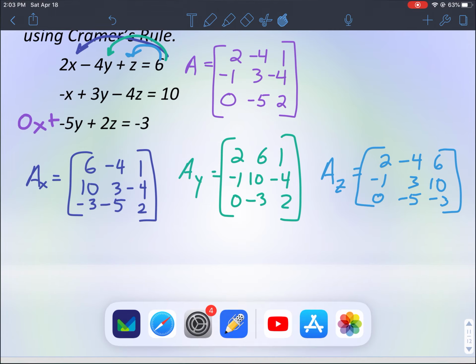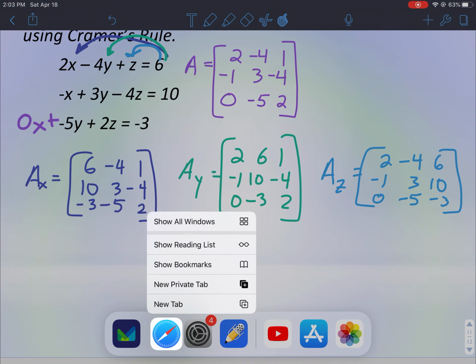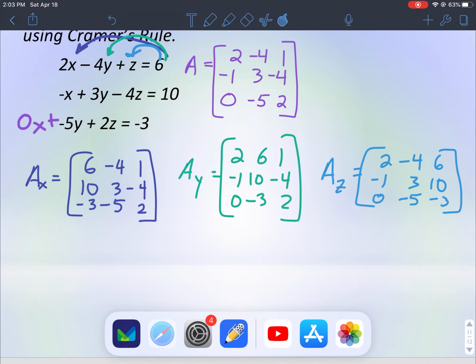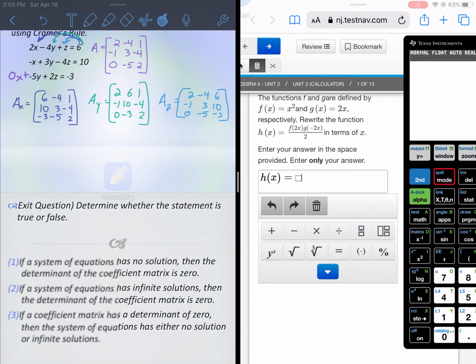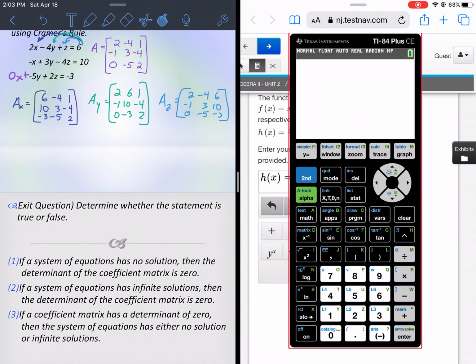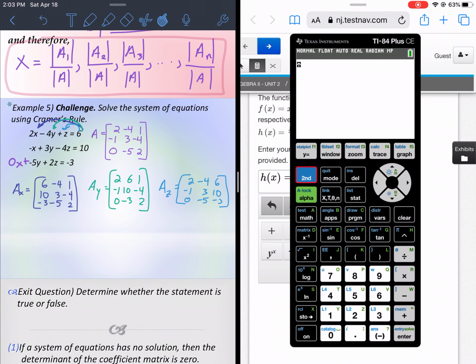Next, let's bring up the graphing calculator. I have gone ahead and put all matrices into the calculator already to save a little bit of time. At this point, if you think you can try the problem, pause the video, enter all the matrices in, and then see if you can find the determinant of each matrix, and then use those determinants to find the value of each variable.